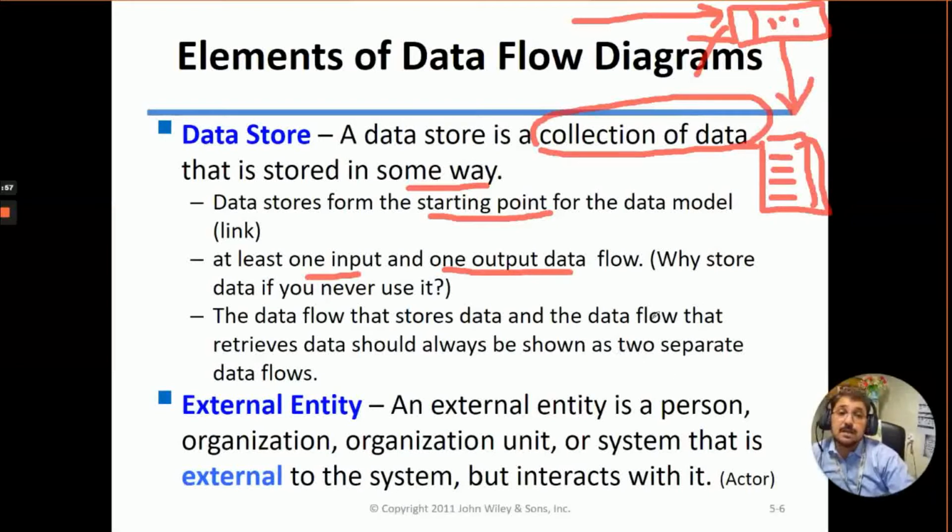It means that if data is going into the data flow or into the process, that will be a separate arrow, and the data coming out will be a separate arrow. You cannot do it like this: use one arrow that shows both going in and coming out. According to data flow diagram rules, that is wrong.